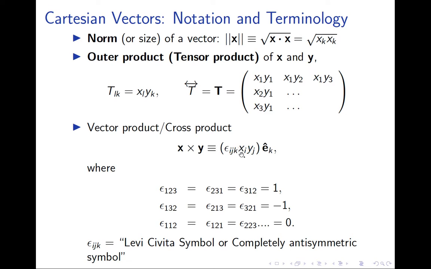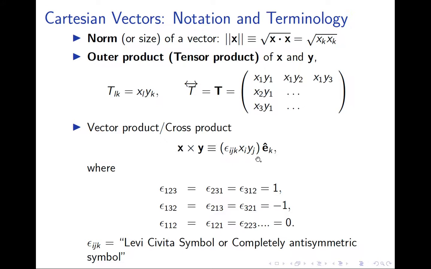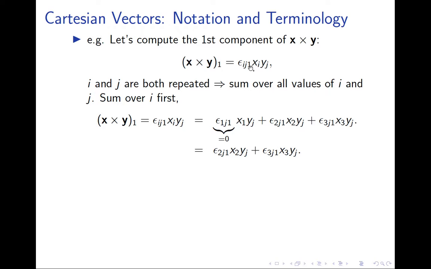Okay. So let's check. It gives you what you had learned about the cross product in high school. Let's compute in particular the first component, the component which is accompanying E1. So K is 1. Let's go. K is 1.